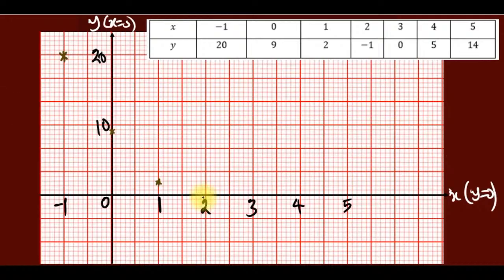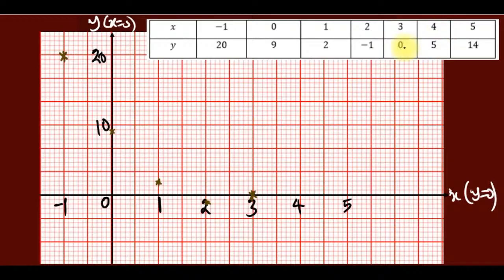So when x is 2, down 1.5. So this is 1.5 somewhere here. Okay. So when x is 3, y is 0. So it's here. It's visible.